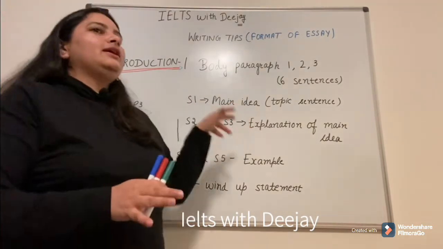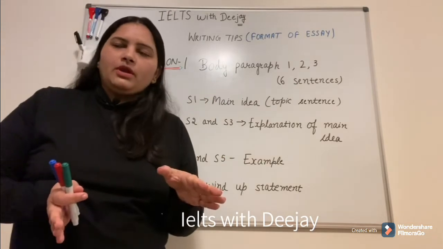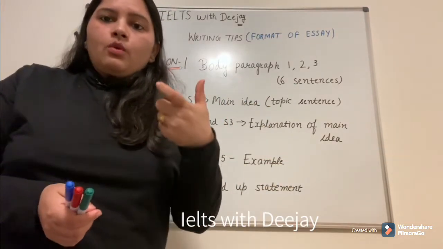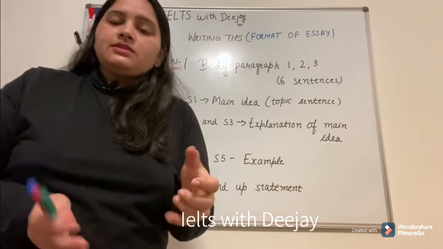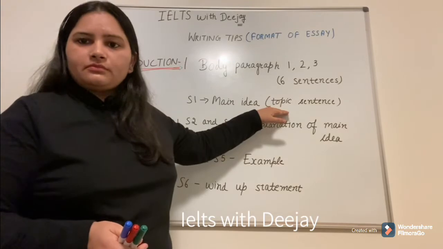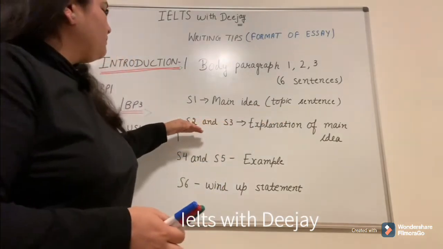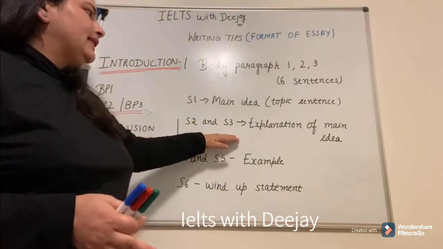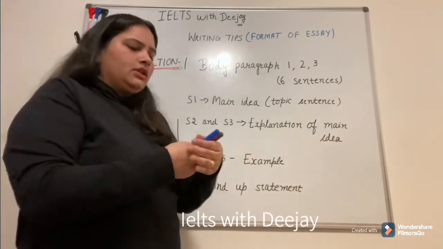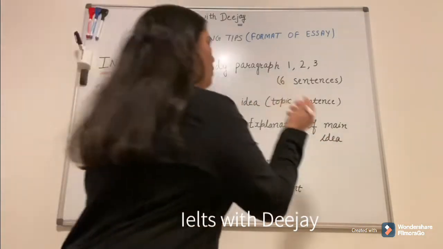The main idea is, while brainstorming, when you planned, what was your main idea? What was the main topic sentence that you wanted to discuss? You will write that here as the main idea. Okay. After that, S2 and S3 will be the explanation of the main idea. That can be the question of why and how.